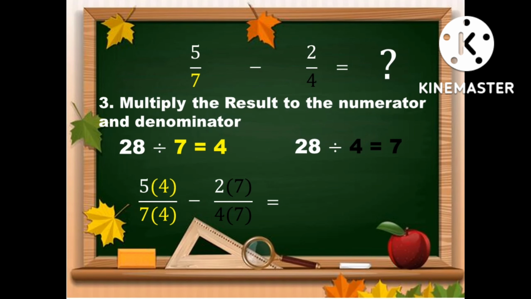5 times 4 is equal to 20. Then 7 times 4 is equal to 28. Minus, then 2 times 7 is equal to 14, and 4 times 7 is equal to 28. As you notice, we now have new fractions, and they are called similar fractions because both fractions have the same denominator, which is 28.